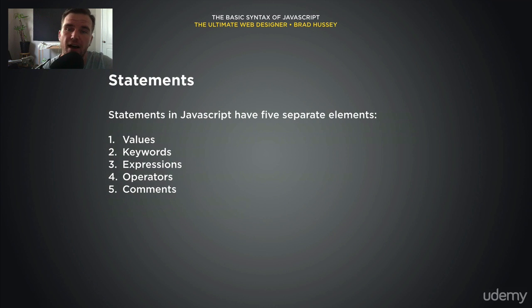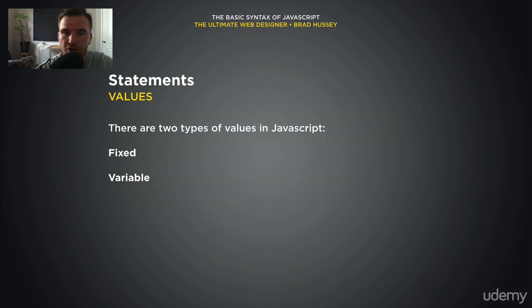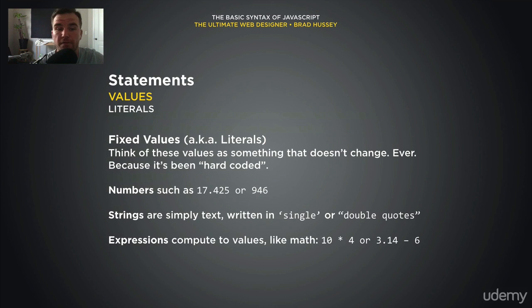Statements in JavaScript have 5 common elements: values, keywords, expressions, operators, and comments. So values, there are 2 different types of values in JavaScript. There are fixed and variable. Fixed values are also known as literals. So think of these values as something that doesn't change ever because it's been hard-coded. Numbers such as 17.425 or 946 are a fixed value. Strings are simply text written in single or double quotes. These are also values, fixed values.